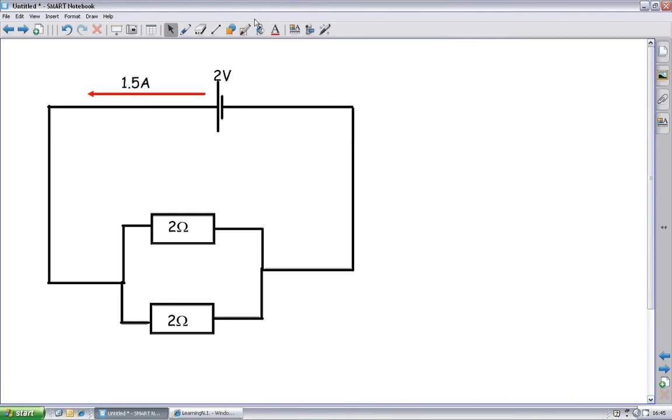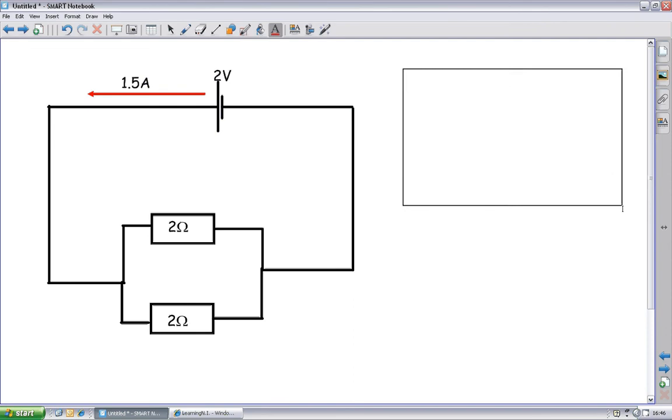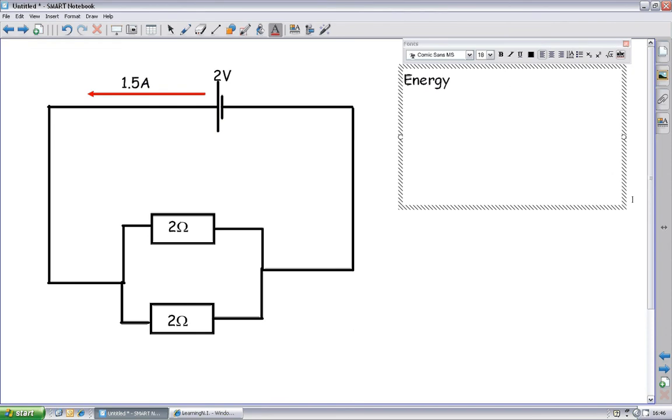Okay, so 2 volts, 1.5 amps, and I'm going to ask you to find the energy given out in each resistor in 20 seconds. Now if you think you've got a handle on this, pause the video now and have a crack at it. Try it on pen and paper and then come back and see how we get on.